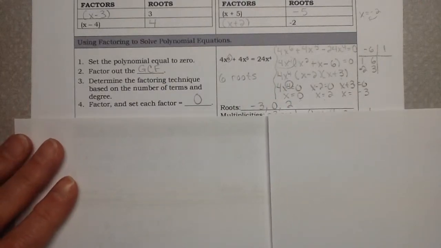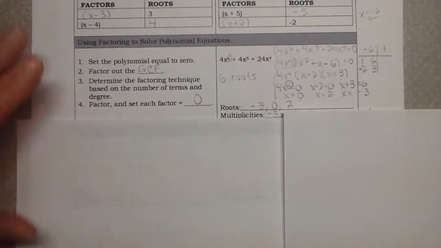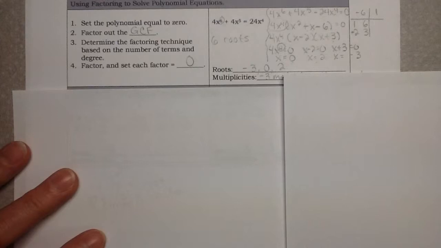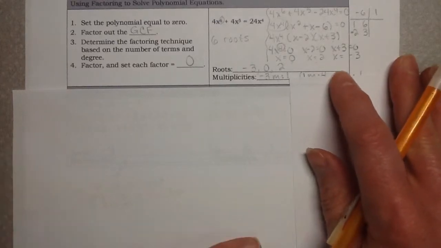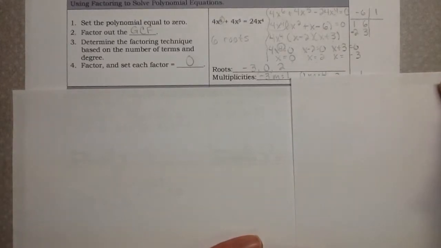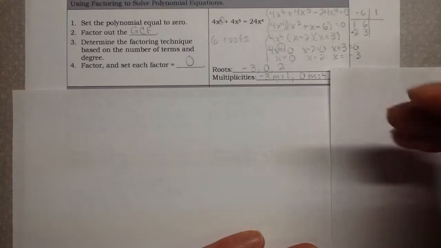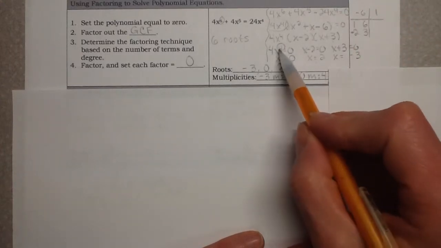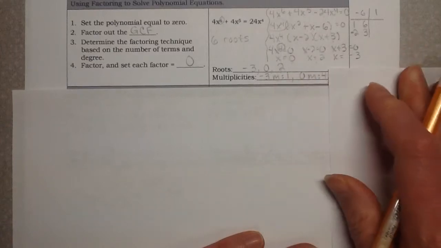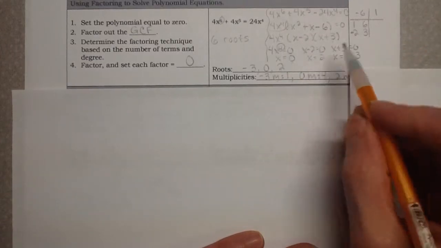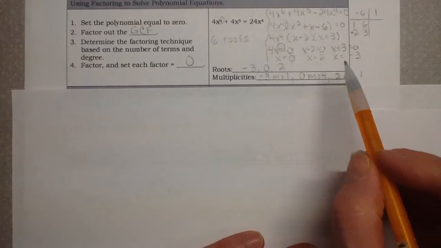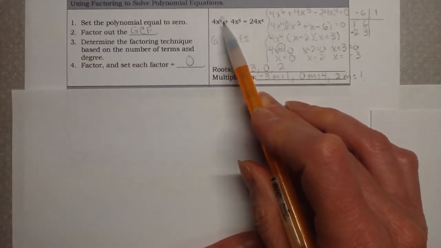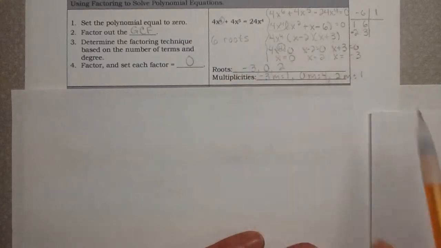And you just say how many times they appear. I'm just going to use the letter m because I don't have a real large blank there. So negative 3 has a multiplicity of 1 because it only happens 1 time. 0 has a multiplicity of 4 because of this degree here. And then 2 has a multiplicity of 1 because you only see it 1 time. So now when I add 4, 1, and 1, I end up with 6. So I do have the 6 roots that I need.